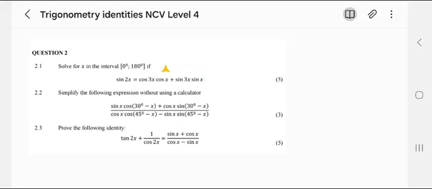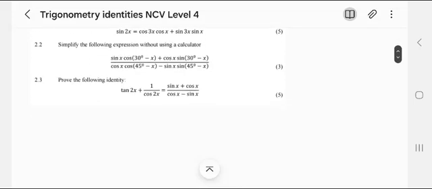We have trigonometric identities. This is NCV level 4. We're given question 2.1: solve for x in the interval from 0 degrees to 180 degrees if sine 2x is equal to cos 3x multiplied by cos x plus sine 3x times sine x. That is what we're given.